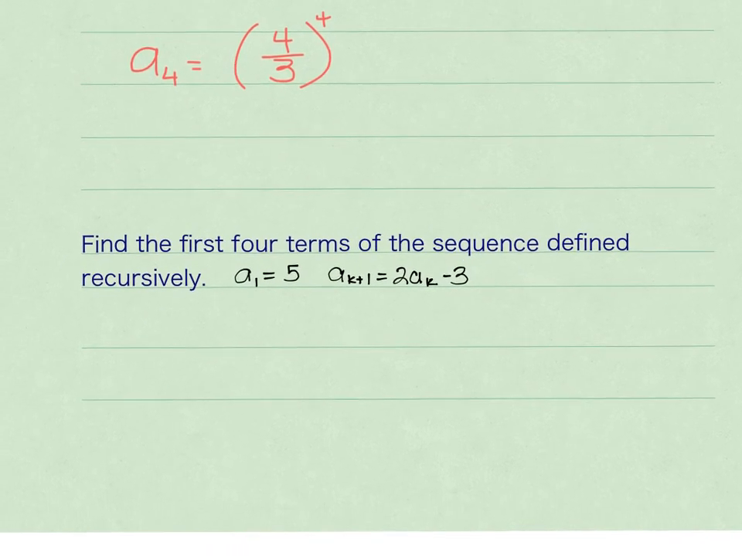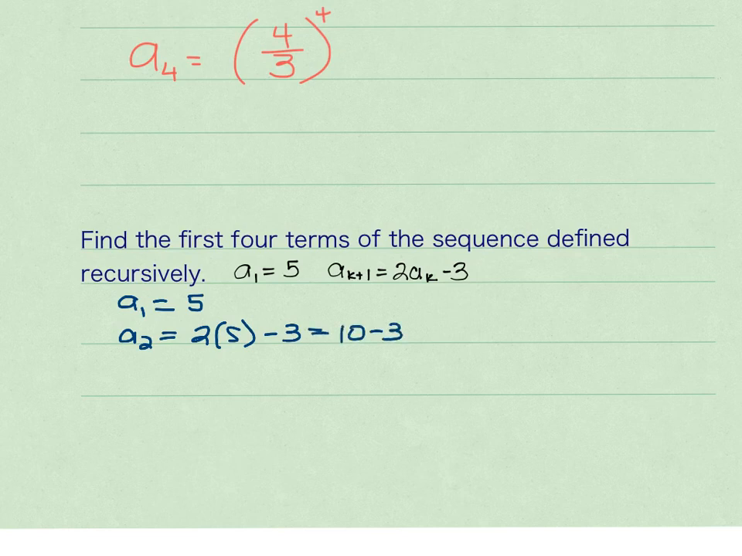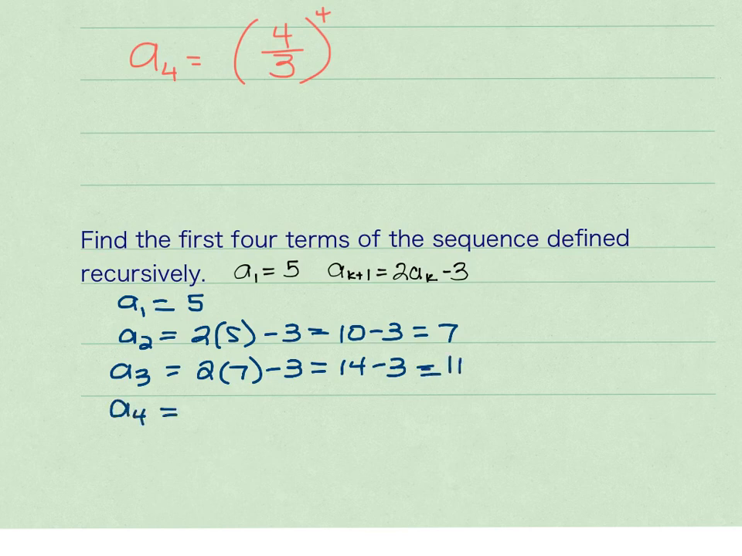All right. Then we went into recursive. So find the first four terms of the sequence defined recursively. For these, they will always give you a starting point. In this case, I gave you a sub 1 is 5, and then it wants the five terms including that. So a sub 1 will always be the first one, and then a sub 2 would be 2 times 5 minus 3, which is 10 minus 3, or 7. A sub 3 is 2 times 7 minus 3, or 14 minus 3, which is 11. A sub 4 is 2 times 11 minus 3, or 22 minus 3, which is 19.